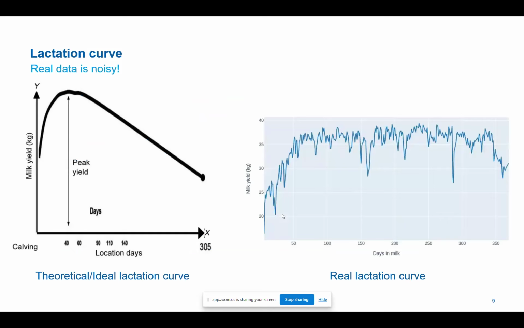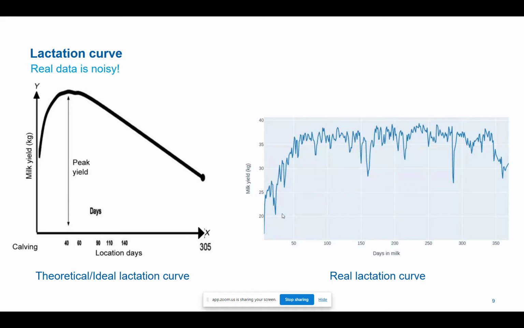Just for you to know, in case you don't know what a lactation curve looks like, it's like this. On the left in this slide, you can see a theoretical lactation curve. A cow after calving produces a quantity of milk that follows more or less the curve depicted on the left. The lactation starts with a low amount of milk per day, then it goes to a peak after a certain number of weeks, and then it more or less linearly decreases until the end of the lactation. This is what a theoretical lactation curve looks like, but the real data is much more noisy, as you can see on the right.